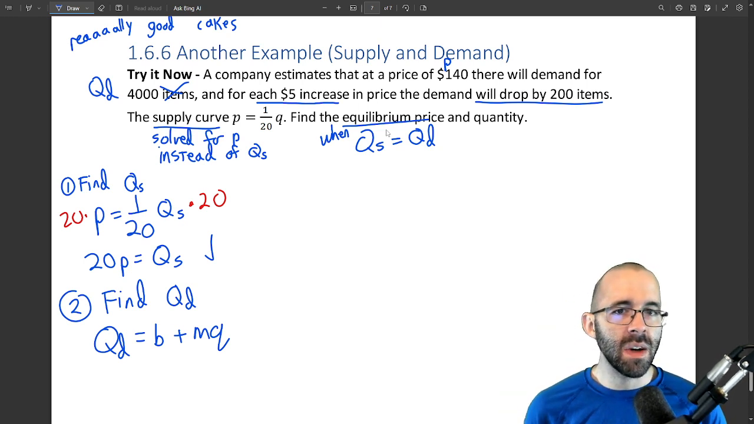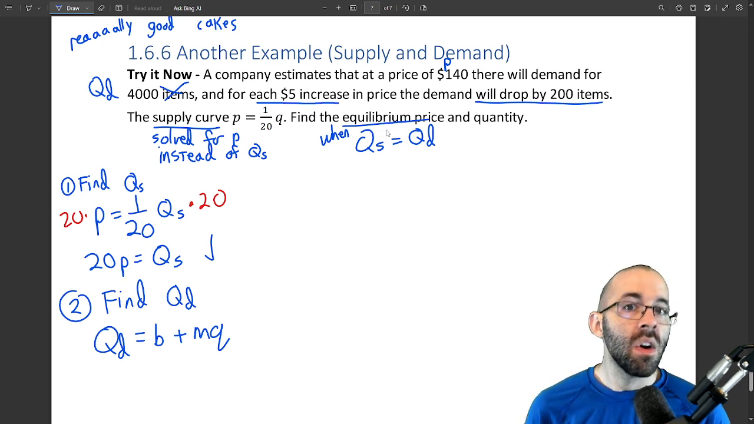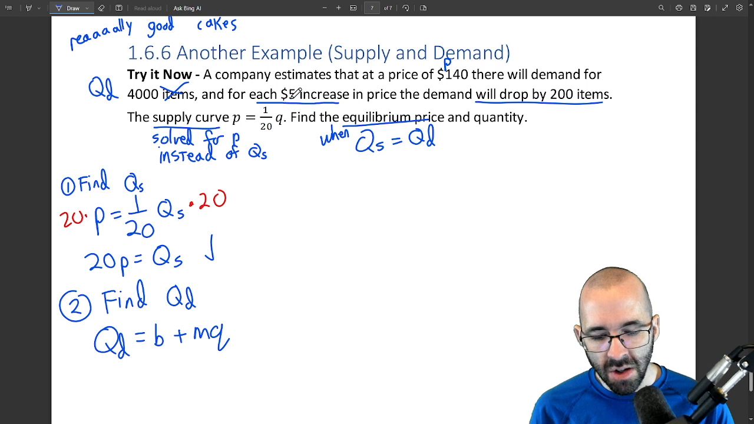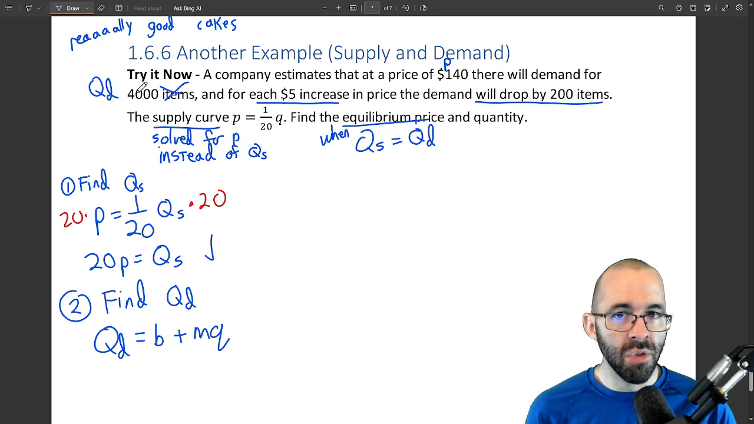Now, there's a couple of ways of dealing with this slope-ish thing. You could write this as a rise over run as a slope, or you could use this to come up with a second point and use that second point to find the slope. What I mean is, a $5 increase means that at a $145 price, demand is going to be 3,800. It will have gone down by 200.